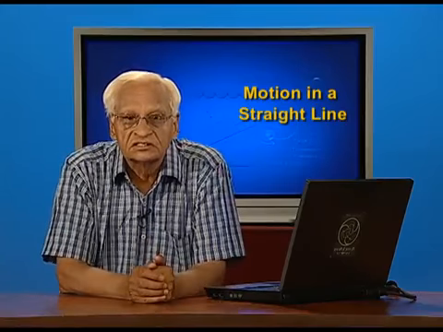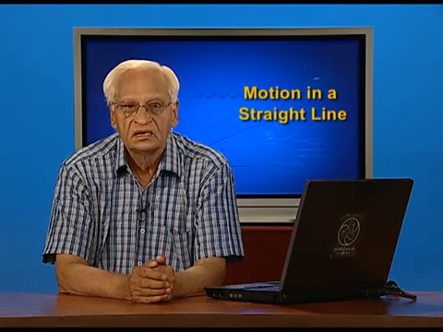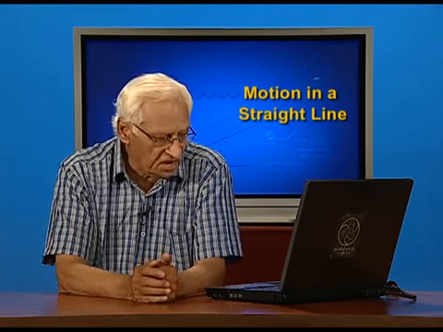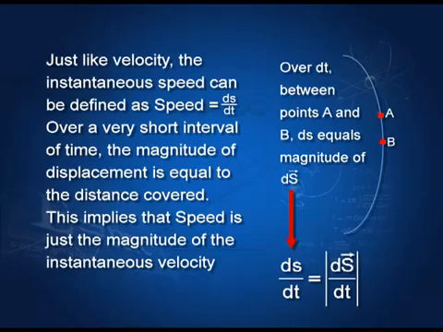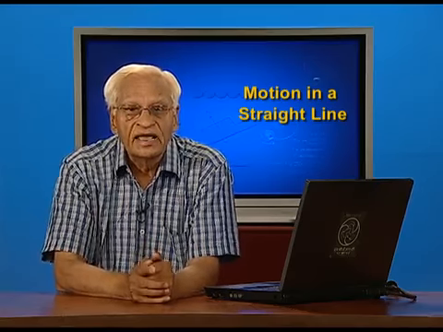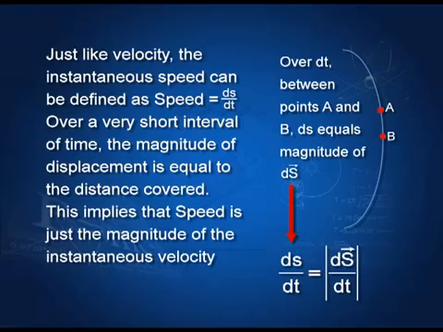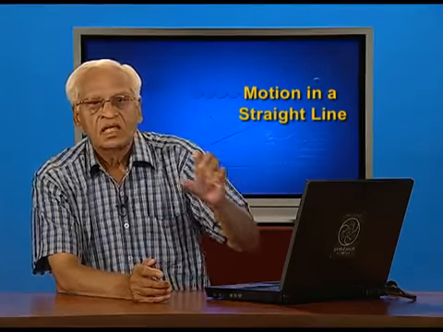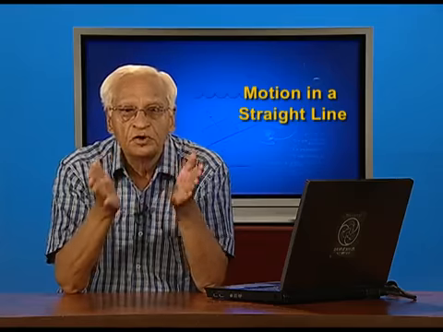If the velocity is not constant, then we have to define what is known as instantaneous velocity at a point, and that is defined as vector v is equal to the differentiation of vector s, that is d s by d t. Just like the velocity, the instantaneous speed is also defined as d s by d t. Remember, the small s is for distance and capital S with an arrow on it is the displacement. And now, we have to establish a relationship between the speed and velocity. How do we do that?